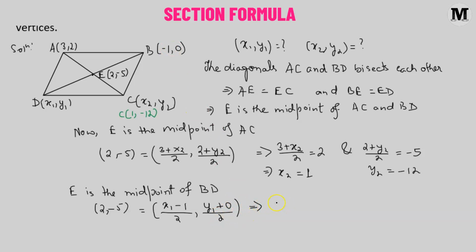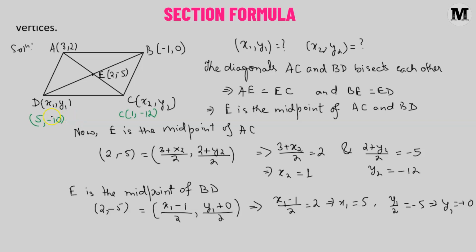So when we equate these values, we get (x1 - 1) divided by 2 equals 2, which implies that x1 corresponds to the value 5. And then we have y1 over 2 equal to -5, and y1 corresponds to the value -10. So that means the coordinates of point D, which is (x1, y1), are (5, -10).